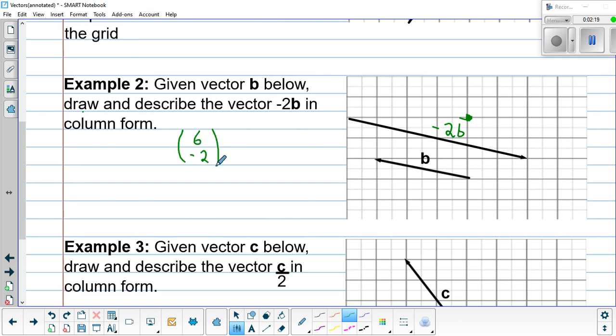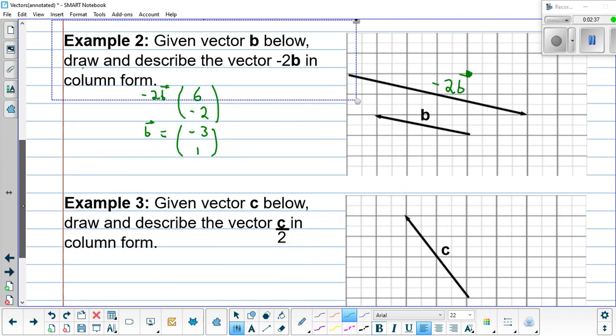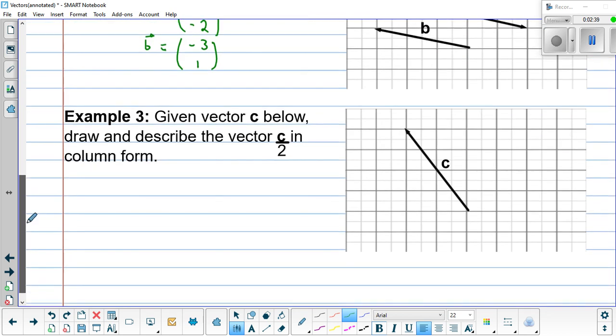Now let's check that. Well, what's B? If this is negative 2B, B was equal to negative 3 and 1. So if we multiply by negative 2, we do get our answer back. So just know that you can do any.